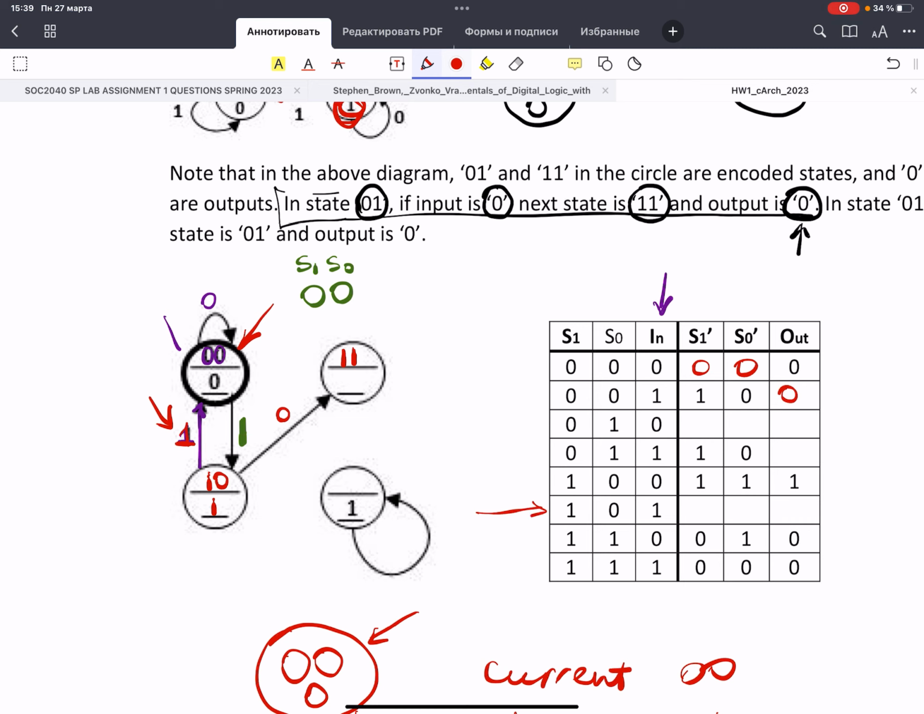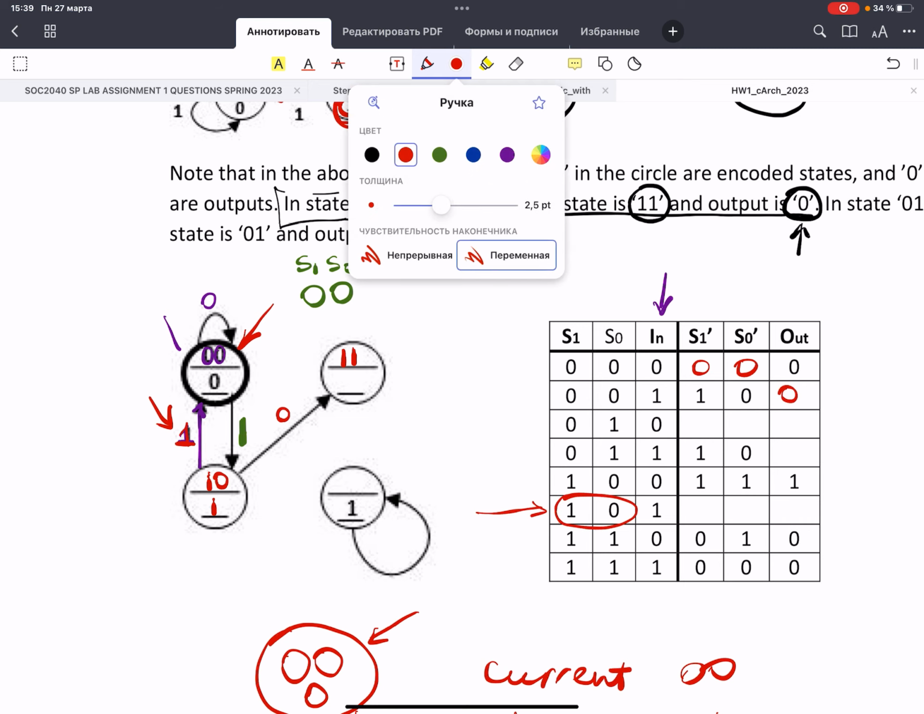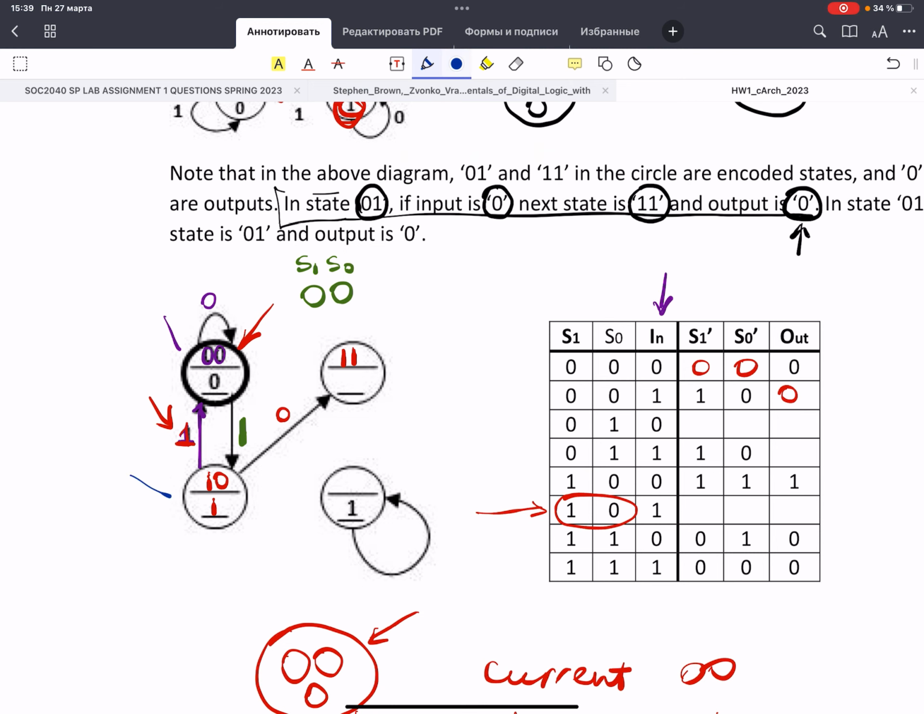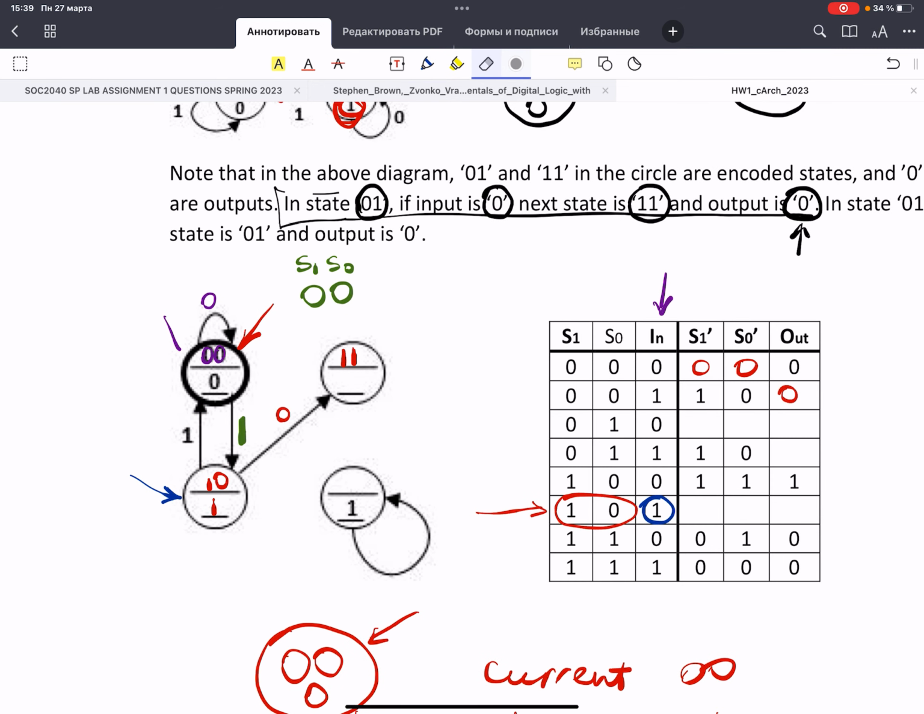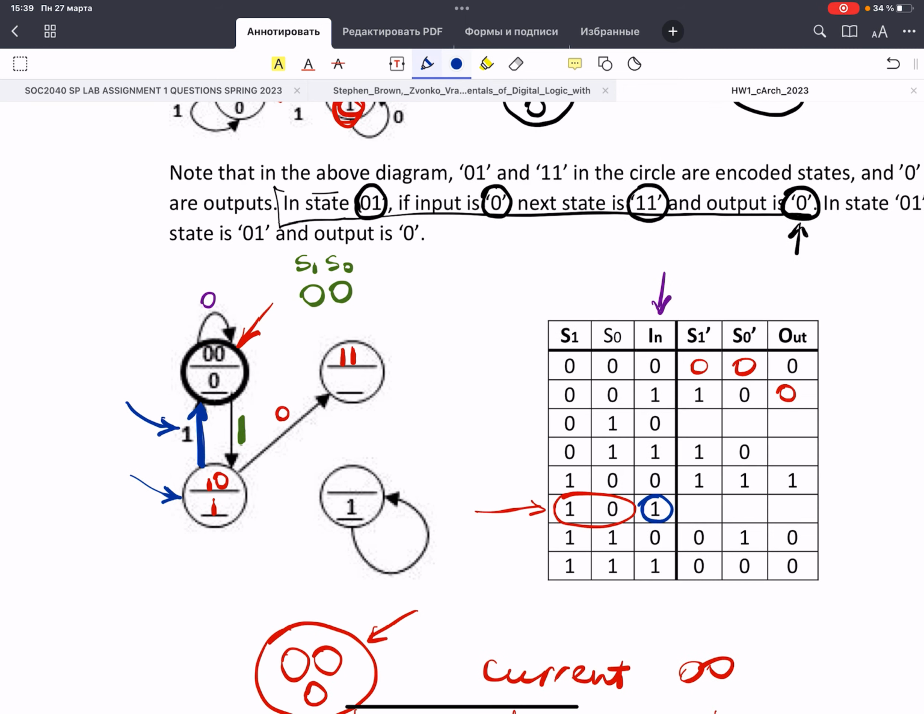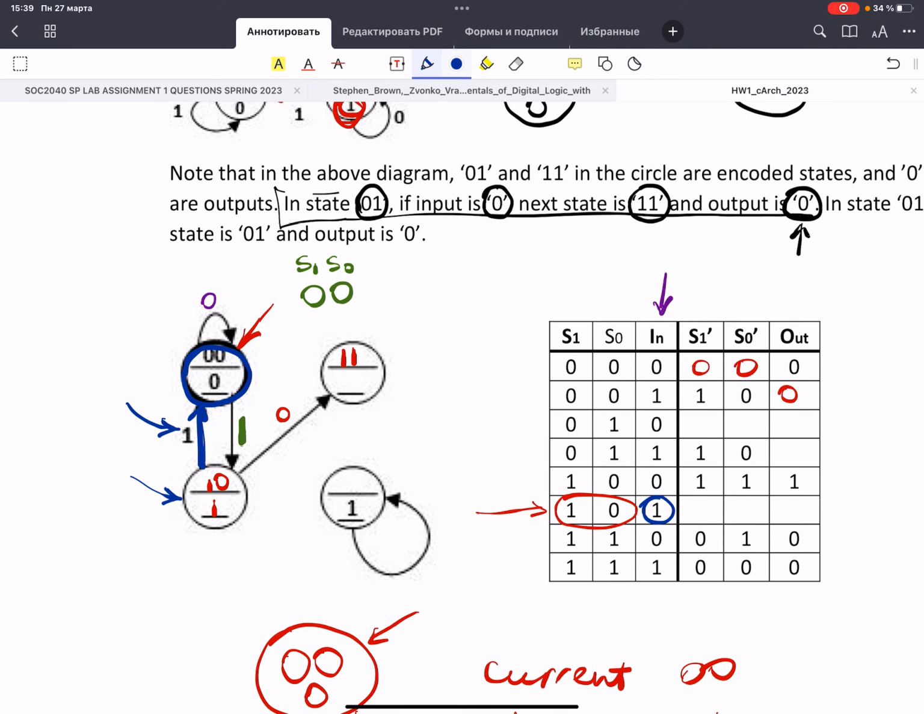This row says that if the current state is 1, 0, that means if the current state is this one, and if input is 1, we're considering this arrow, this input, then we have to say what the next state is. It's already given. This is going to be this state, 0, 0.